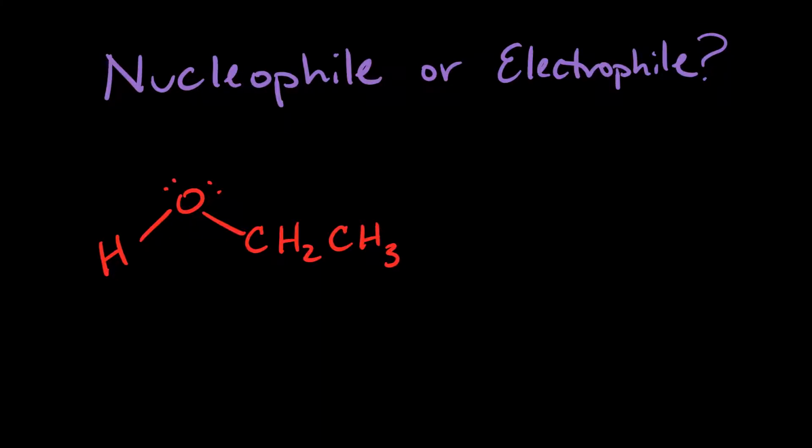So let's spend a few minutes looking at a couple of examples of how to determine if a given molecule or ion is going to behave as a nucleophile or an electrophile. And sometimes it's not clear-cut, as we're going to see. So first of all, let's review the definition of nucleophile. A nucleophile is a Lewis base, and they donate electrons, so these need to be electron-rich.